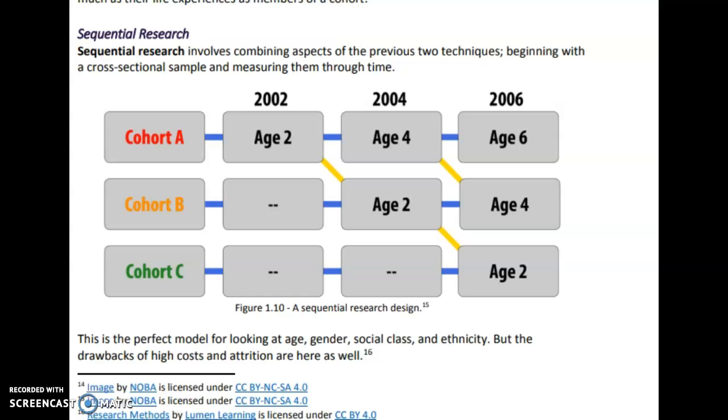Very expensive, very time consuming. You would have a larger team, probably, completing a project such as this, because you're going to have extensive sampling, measuring, and data collection involved in sequential research.